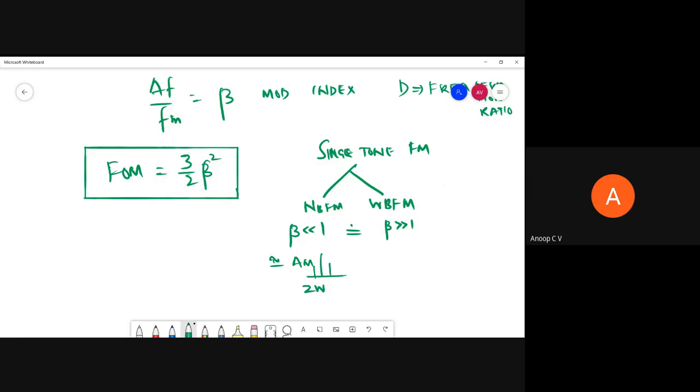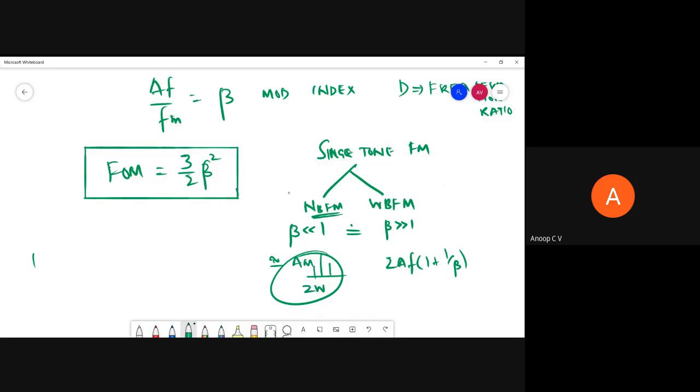It was two delta f into 1 plus 1 by beta. So we have seen this. Narrowband FM is almost similar to AM. So maybe the figure of merit of NBFM will be the same as that of AM.